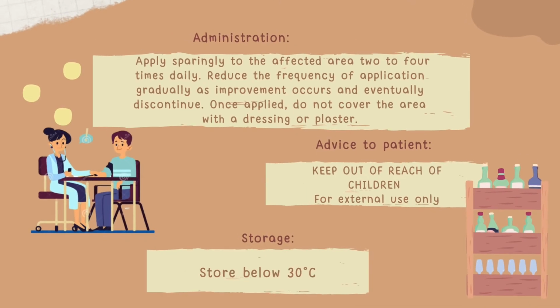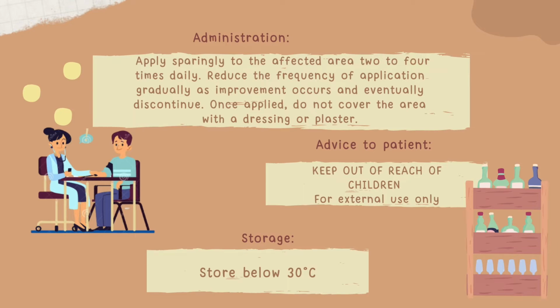Next, the administration of hydrocortisone cream. To administer hydrocortisone cream, one should apply sparingly to the affected area 2 to 4 times daily and reduce the frequency of application gradually as improvement occurs and eventually discontinue. Once applied, do not cover the area with a dressing or plaster. The advice that needs to be given to a patient is that hydrocortisone cream should be for external use only and kept out of reach of children.